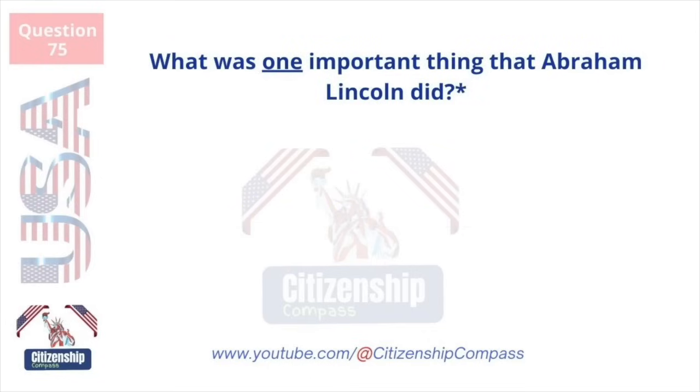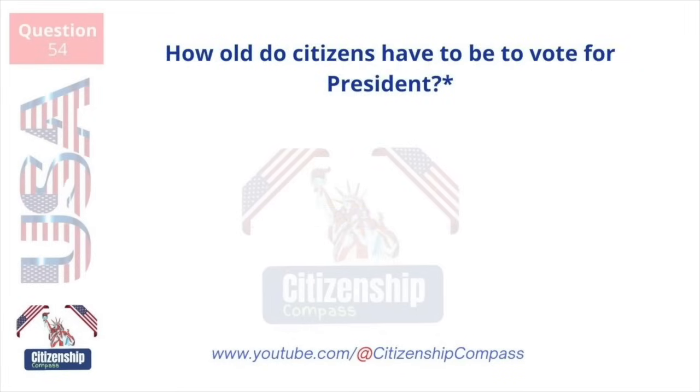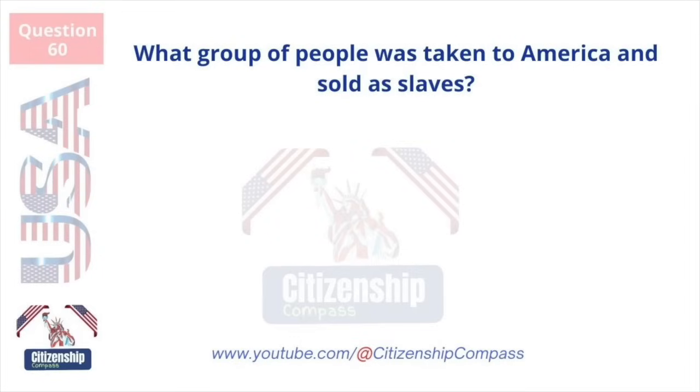What was one important thing that Abraham Lincoln did? Freed the slaves. How old do citizens have to be to vote for president? 18 and older. What group of people was taken to America and sold as slaves? Africans.